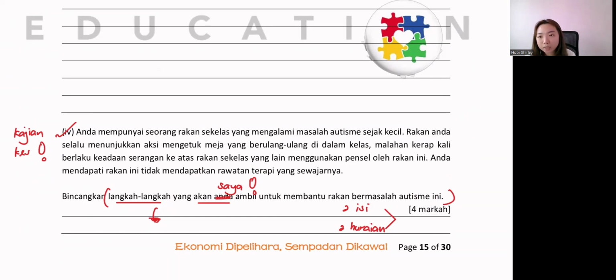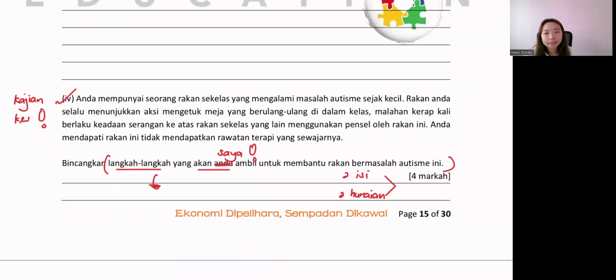Can isi and huraian be in one sentence or must they be separate? They can be in one sentence, and you connect them with kata hubung: supaya, untuk, kerana, agar. But isi and isi, you must separate. How to separate isi and isi? Penanda wacana. That's the thing. So isi and huraian in a sentence, yes, by using kata hubung. Isi and isi are separated by using penanda wacana. Same theory applies: one isi, one sentence. Satu isi, satu ayat, gabungkan dengan menggunakan penanda wacana. That's all.